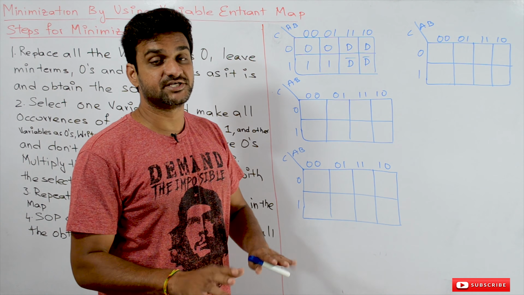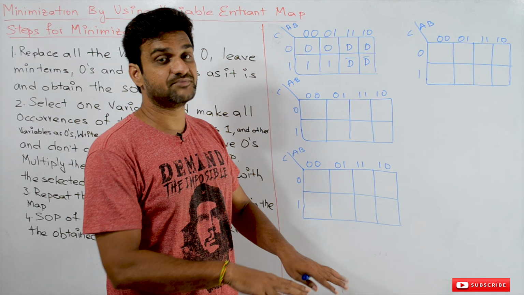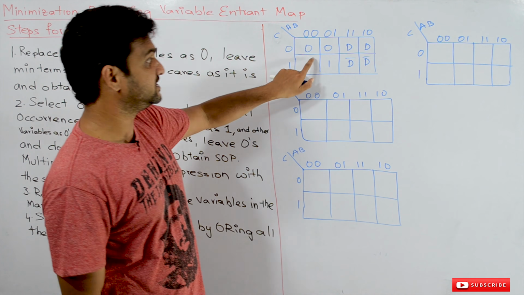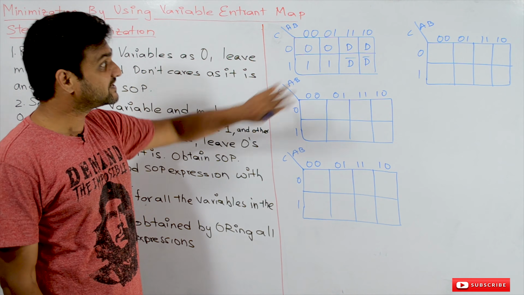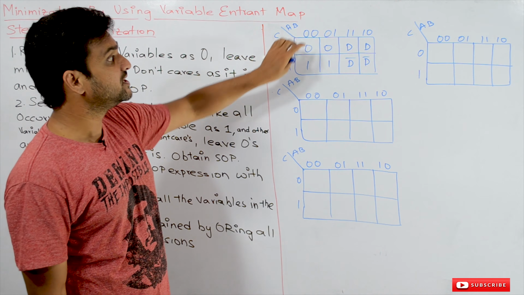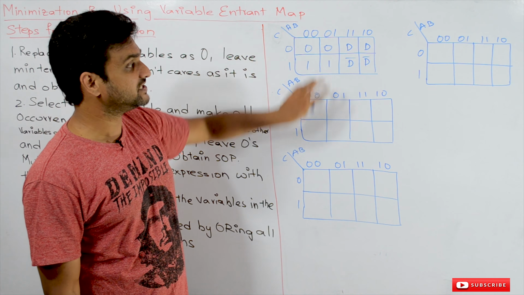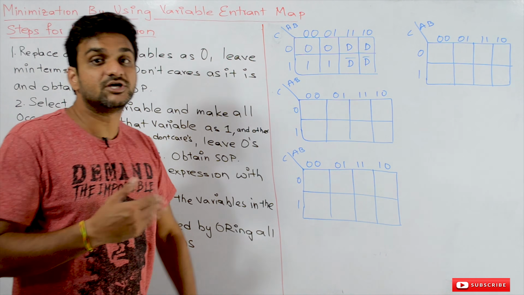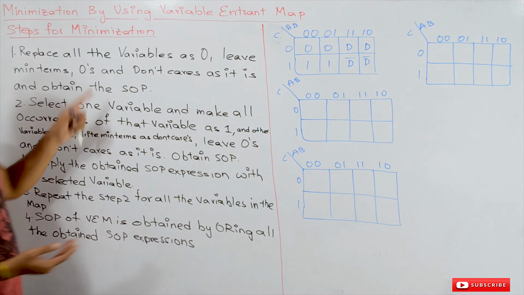In examinations, in GATE or your regular examination, the questions will be asked in this way. You will be directly given the variable entrant map, and that variable entrant map has to be minimized. So how that minimization is done, these are the steps.